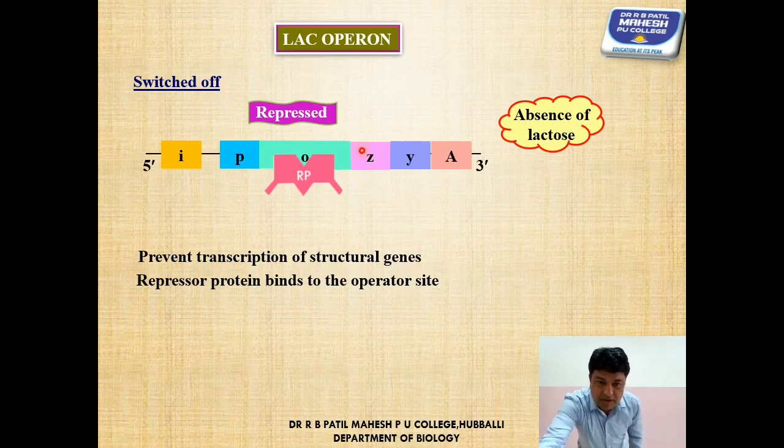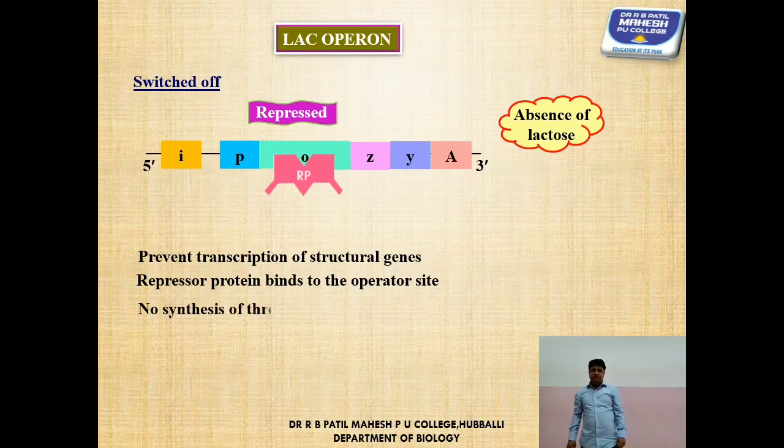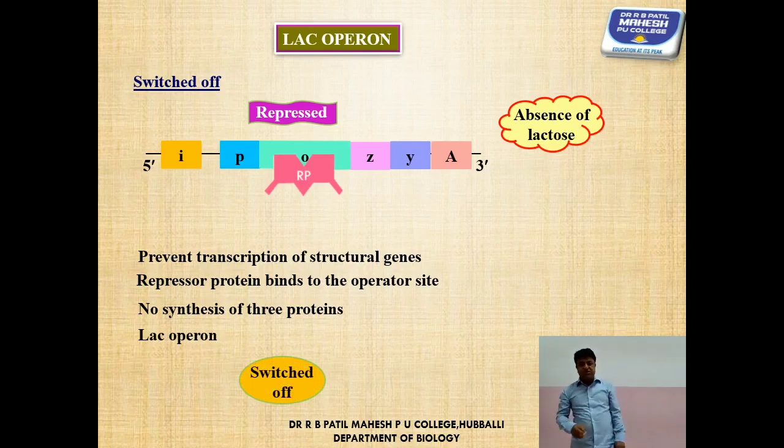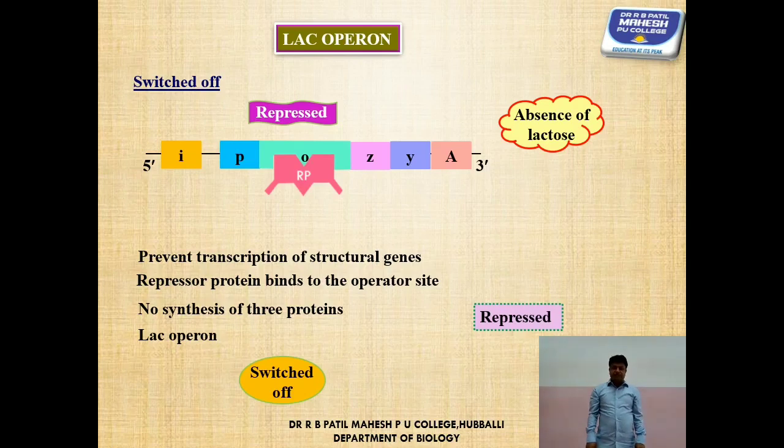I told you, these structural genes synthesize a set of enzymes. Z codes for beta galactosidase, Y for permease, A for transacetylase. No synthesis of proteins takes place. So lac operon is switched off. Next one, it is repressed. The structural genes are suppressed or repressed in the absence of inducer.